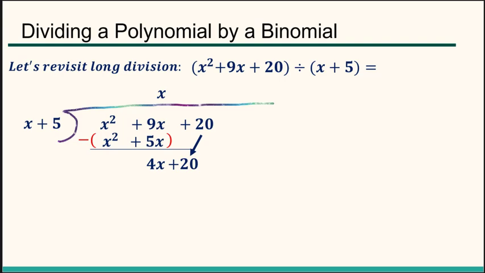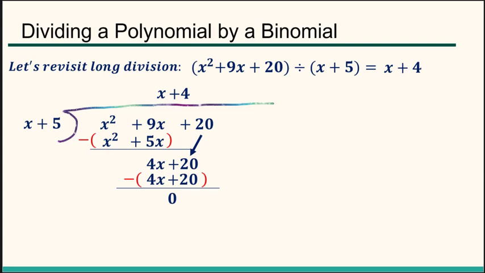I need to divide the x plus 5 into that 4x plus 20, so that'll be a plus 4. I need to multiply, so 4 times x is 4x, and 4 times 5 is 20. Next thing I'll need to do is subtract. I'll get a 0, meaning that I'm done and this came out even. Your answer would be x plus 4.